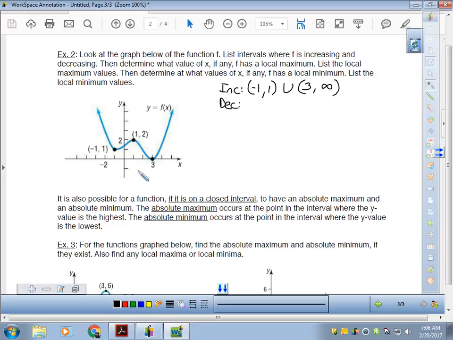For decreasing, we have an interval right here where it's going down, and we have an interval right here where it's going down. This first one goes from negative infinity on the left all the way until we get to this point, which is at an x value of -1. And then the second one goes here, which goes from an x value of 1 to an x value of 3. Okay.